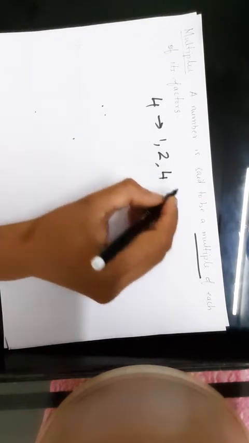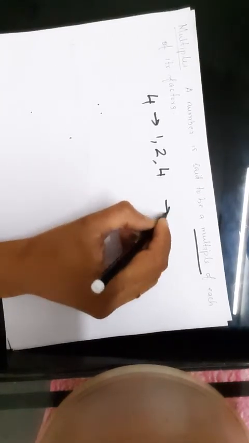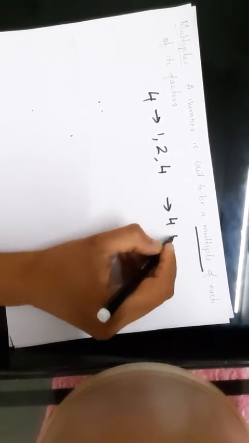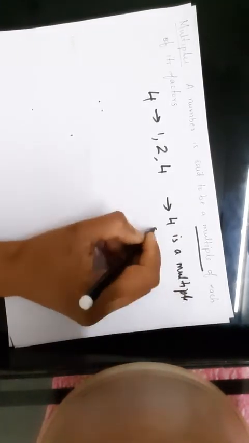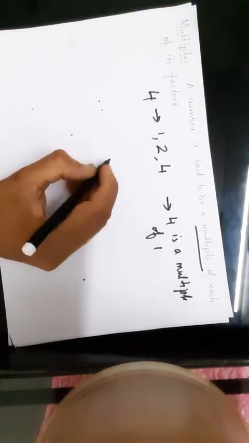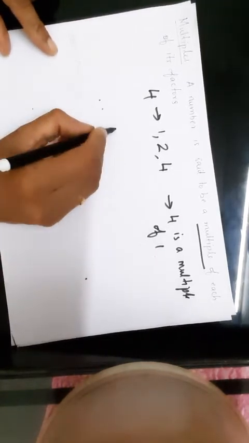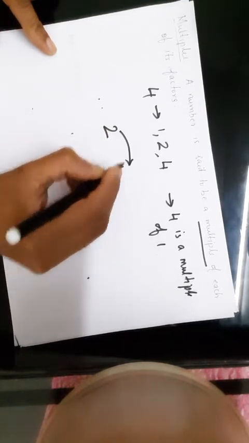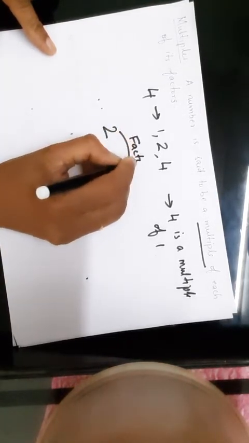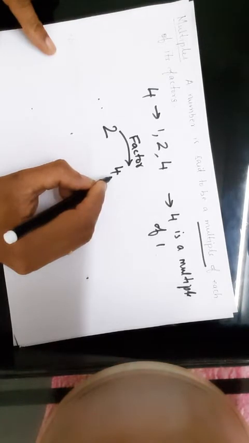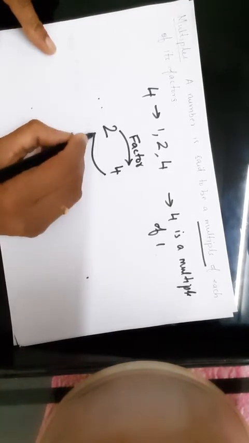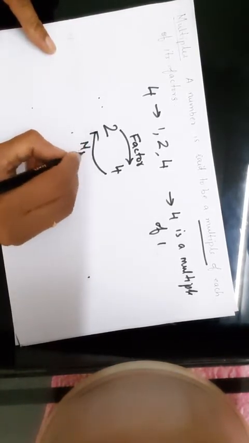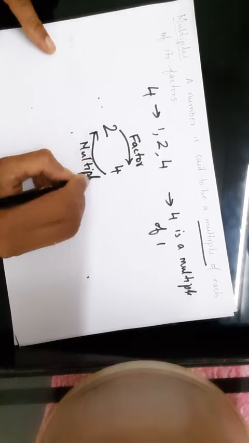That is, these are the factors, which means 4 is a multiple of 1. Again, 2 is a factor of 4, which means 4 is a multiple of 2.